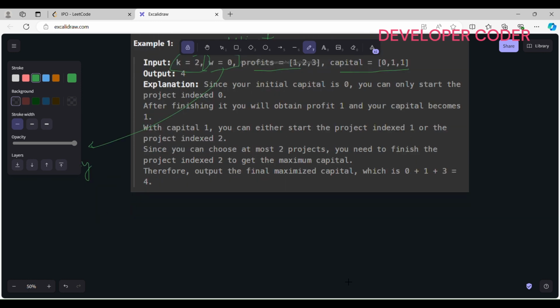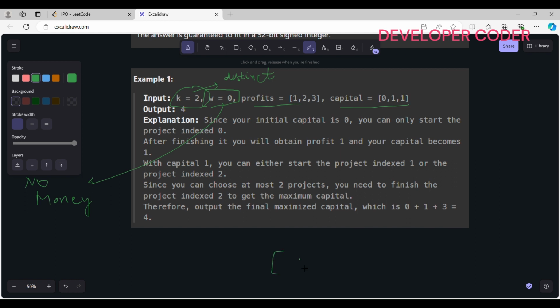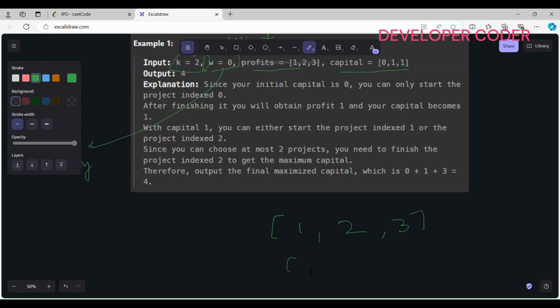Okay, so here let me write. So my profit is like this: 1, 2 and 3, right? And my capital is like this: 0 and then 1 and then 1. Okay, so initially I don't have any money, right? W is 0, right? So definitely I'm only going to pick this project in the starting. Okay, since I don't have any money, I can't start with this one because I need one capital. Okay, to start this project I need 1 rupee. Here I don't need any money, right? So I can simply start this project.